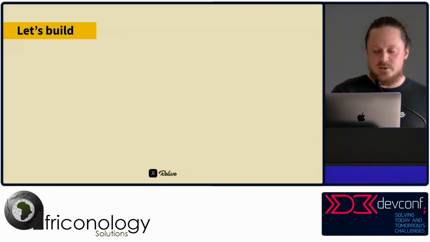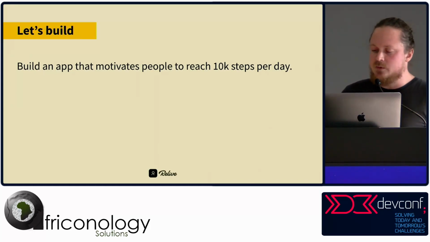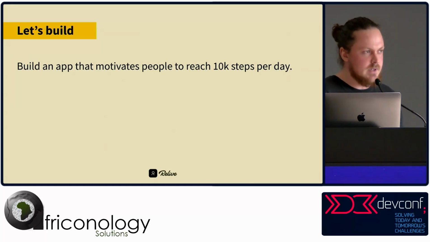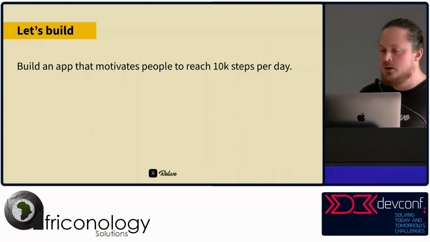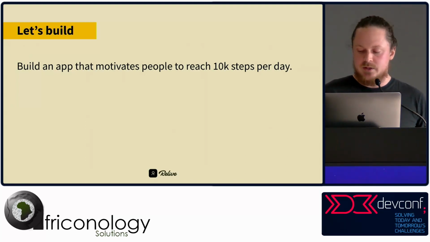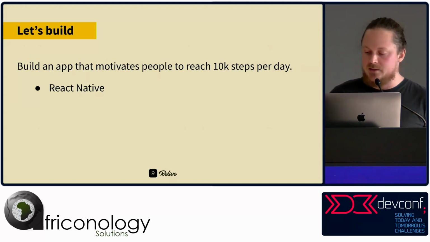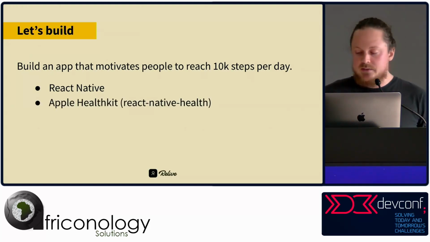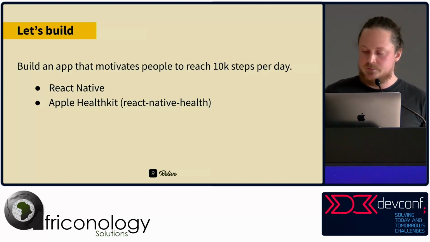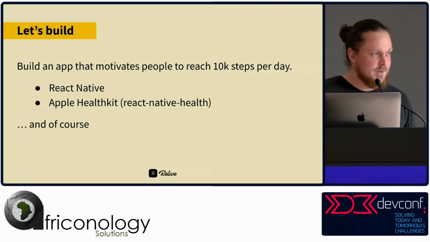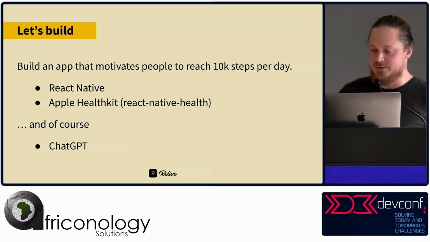So as mentioned earlier, we're trying to get people to get outdoors, and we want them to live a healthier and happier life. So we'll build an app that motivates them to reach 10,000 steps per day. We'll use React Native to build our app, and we'll integrate using Apple's Healthkit to keep track of daily step counts. And it's 2023, so of course we're going to be using ChatGPT.